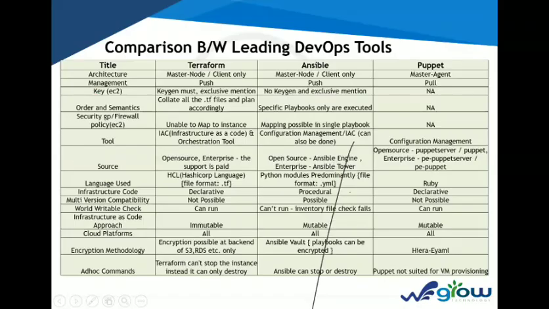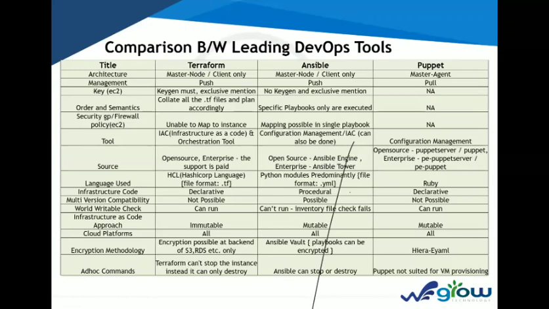So here the architecture, the management, the key, and other titles which you are seeing on the left, these are the major factors which deal with these tools: Terraform, Ansible, and Puppet. So let's begin with architecture.